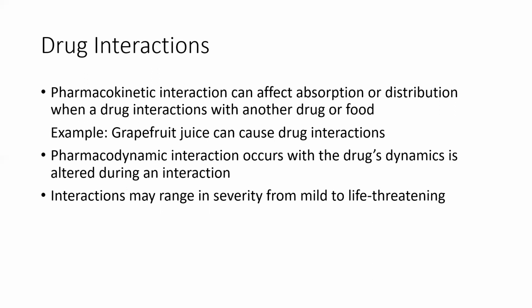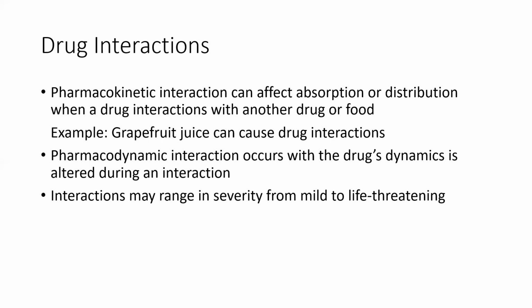Now, pharmacokinetic interactions can affect absorption or distribution when a drug interacts with another drug or with food. For example, if a patient is taking a drug, he might have an interaction with grapefruit juice. Doctors sometimes give us a prescription, especially digoxin, you're familiar with this name. If you are taking digoxin, you are not allowed to take grapefruit juice along with it, because it causes drug interactions. We will discuss later what the drug interactions are.